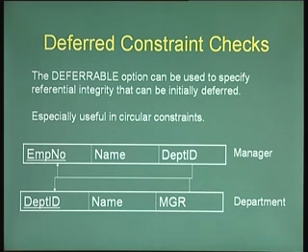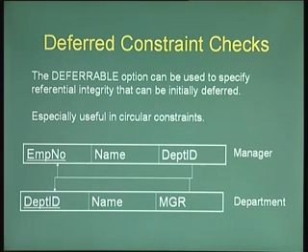SQL also supports what are called deferred constraint checks. A deferred constraint check essentially tells the DBMS that when inserting a tuple, don't make a constraint check right now. Why do we require deferred constraint checks? Deferred constraint checks are especially useful when we have circular constraints or circular referential integrity. Have a look at the figure shown in the slide here.